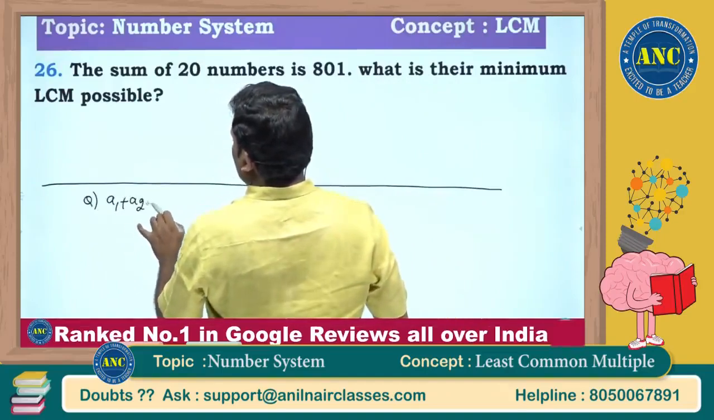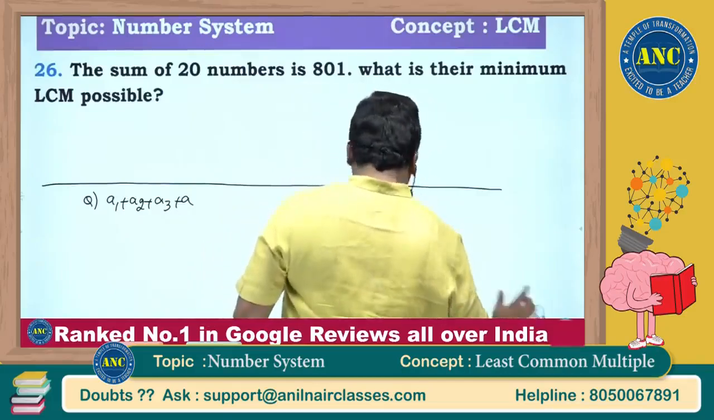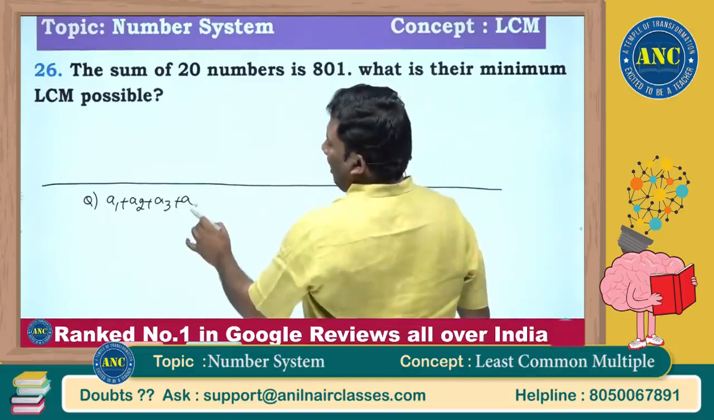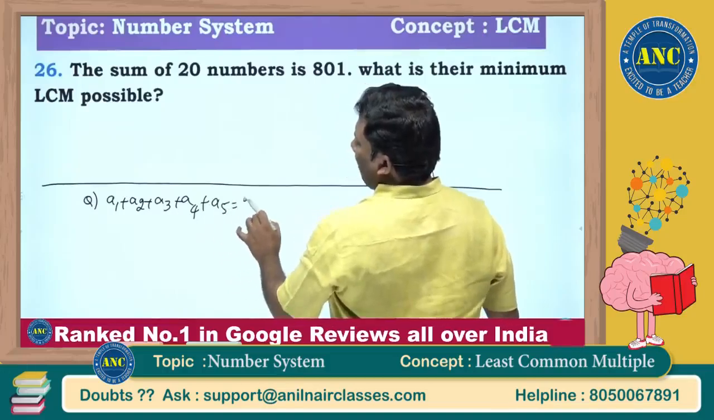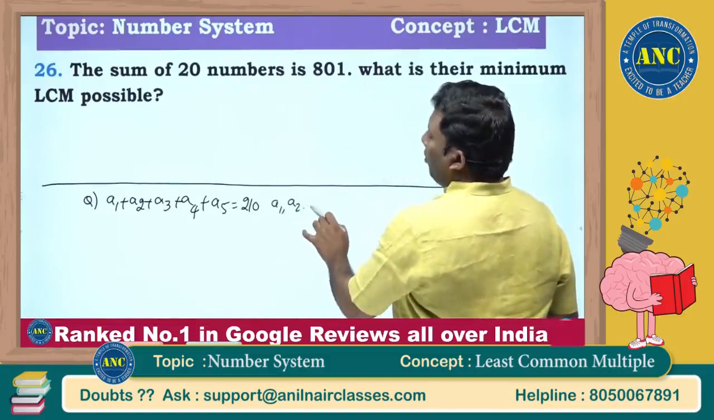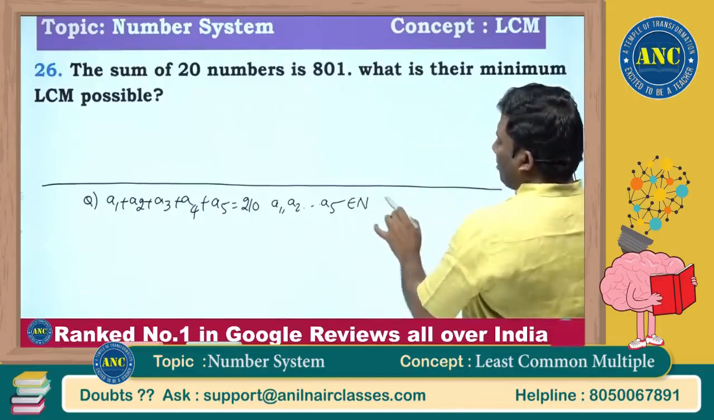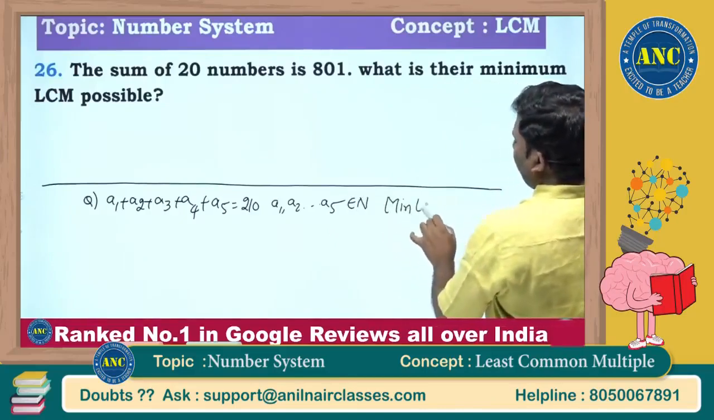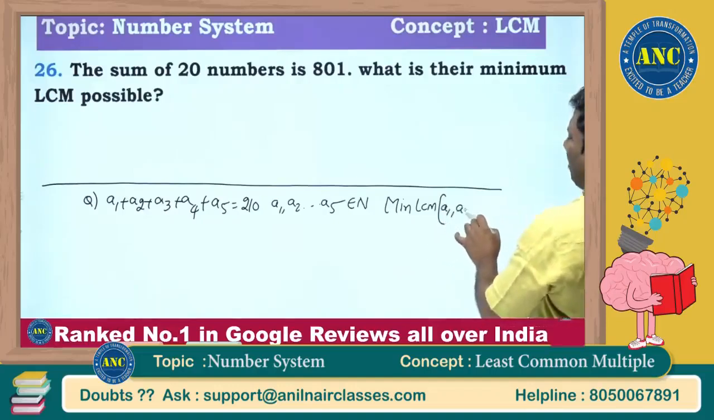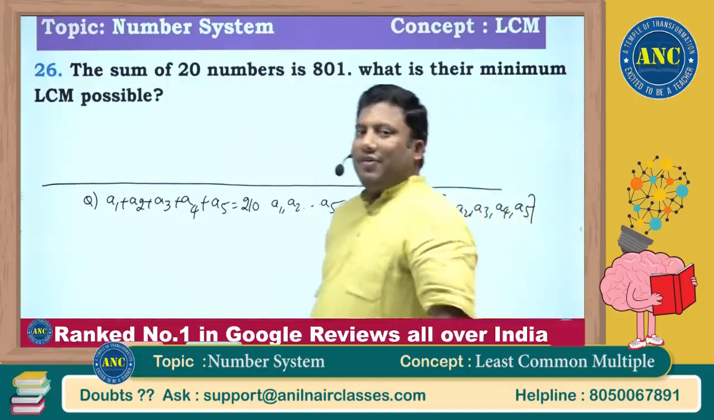A1 plus A2 plus A3 plus A4 plus A5 is equivalent to 210. Both the questions are of a similar model. A1, A2 till A5 are natural numbers. Find the minimum LCM for A1, A2, A3, A4 and A5.